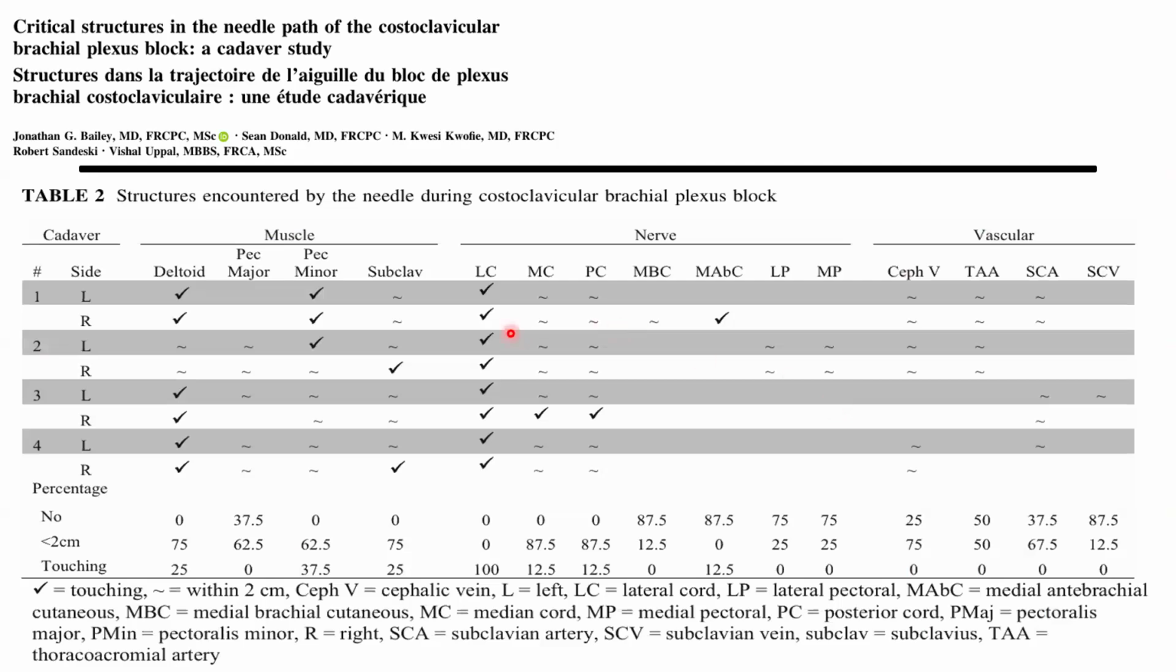Now, these are some of the structures that they have encountered. Of course, the lateral cord, the medial and the posterior cord, the medial antebrachial cutaneous nerve, the lateral pectoral nerve to some extent, the medial pectoral nerve to some extent, the cephalic vein, thoracoacromial artery, the subclavian artery, and the subclavian vein. So these are some of the structures that they came across when the needle entry was from the lateral to the medial.